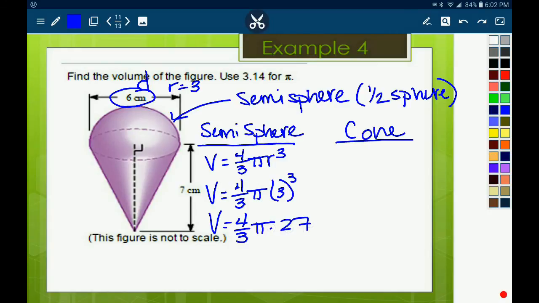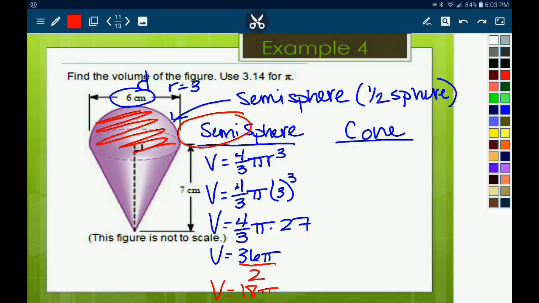And then on my calculator, I'm going to punch 27 times 4 divided by 3, which is 36. So the volume of a full sphere, if these were the dimensions, would be 36 pi. But this is a semisphere. So we need to divide that in half for the semi part. So really the volume is 36 divided by 2, which would be 18. So the volume of the semisphere on top, which is this guy, that's going to be the 18 pi.